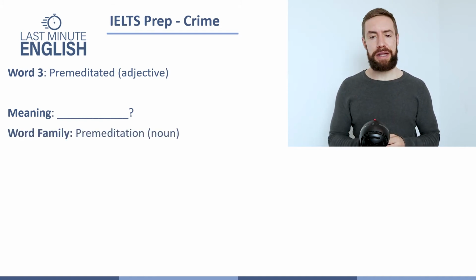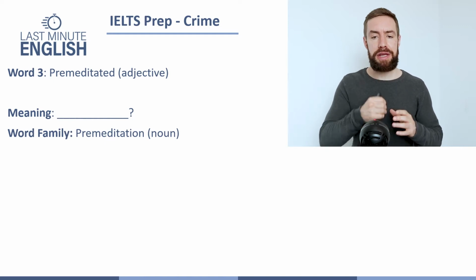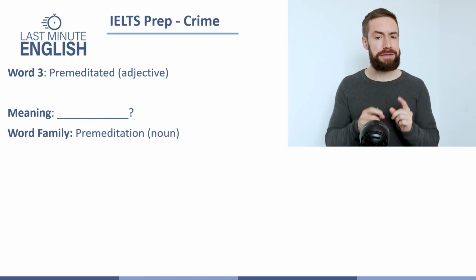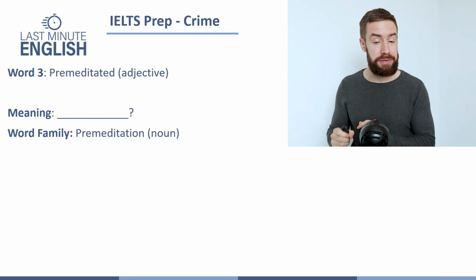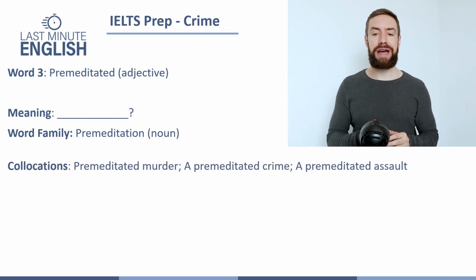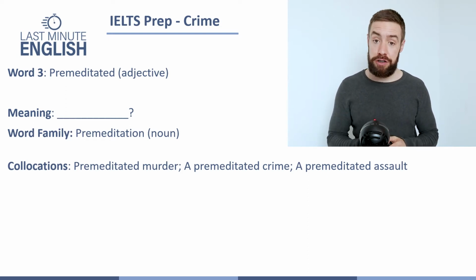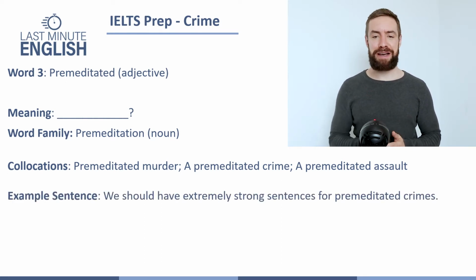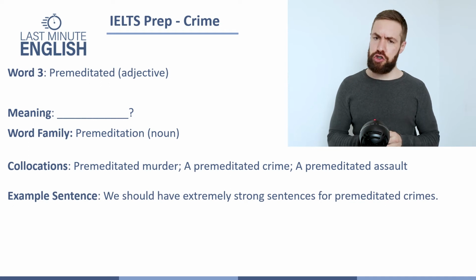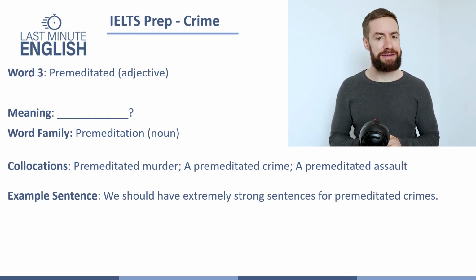So word family, premeditated is the adjective and premeditation is the noun. We also have some collocations. So we have premeditated murder, a premeditated crime, and a premeditated assault, all very bad things. Our example sentence: We should have extremely strong sentences for premeditated crimes.